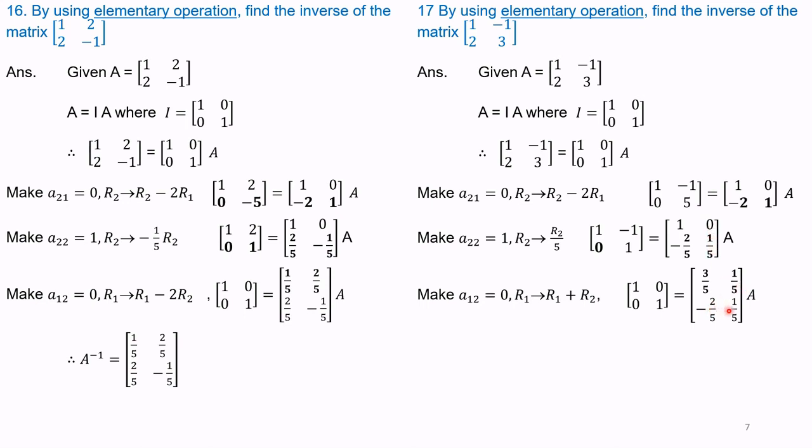R2 is as it is. Now we have got 1, 0, 0, 1 on the left hand side. So this matrix, that is 3 by 5, 1 by 5, minus 2 by 5 and 1 by 5 is A inverse. That is the answer. So we have done this problem.